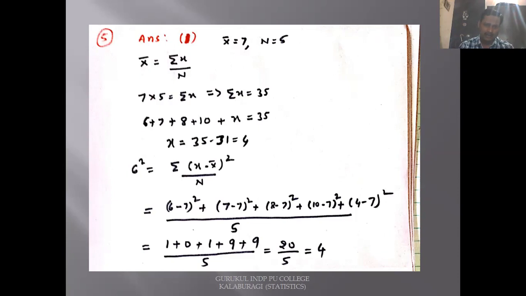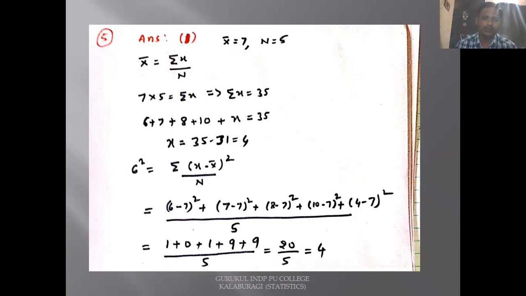Now we have all the 5 data: 6, 7, 8, 10, and 4. Now we have to find its variance. We know the variance formula already: sigma square equals summation of xi minus x bar whole square divided by n. From each data we subtract the mean, take the sum of squares of all those terms, and divide by the number of elements, so that you get the variance of the given data.